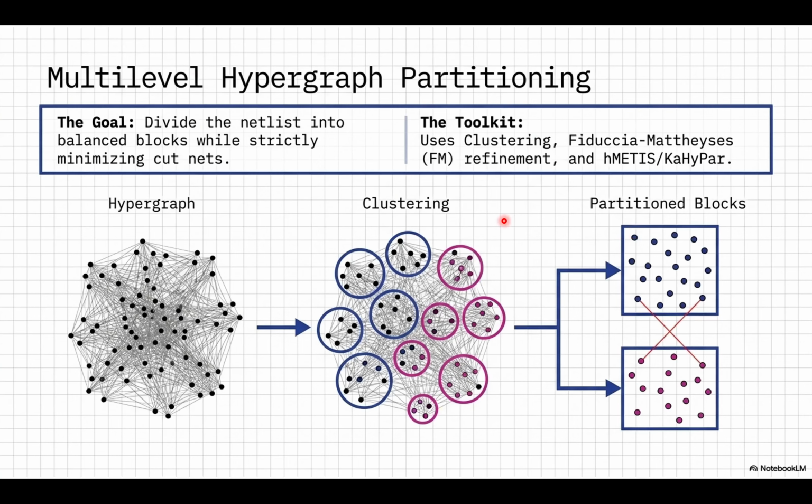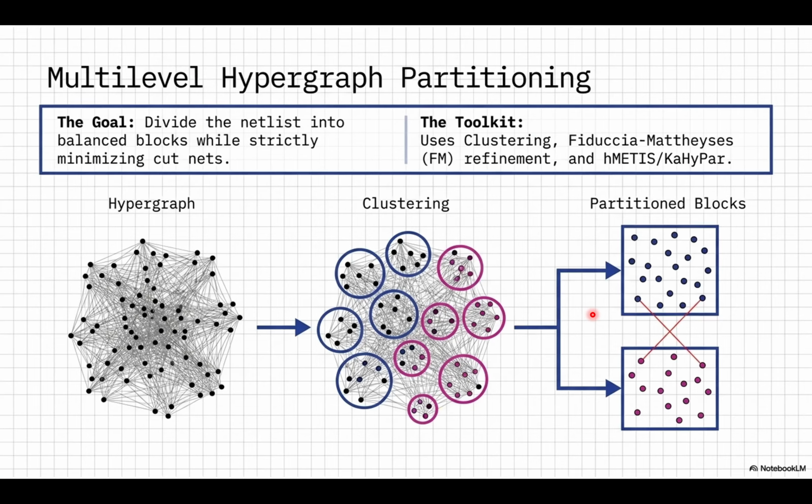Yes, it consumes more power, introduces delay, and eats up routing tracks. So it's basically like trying to organize a massive group of friends into different cars for a road trip. You want roughly the same number of people in each car, but the primary rule is you don't want to split up best friends. That's a great analogy. The cut nets are like the text messages between the cars. If everyone is constantly texting someone in a different car, it's just chaotic.